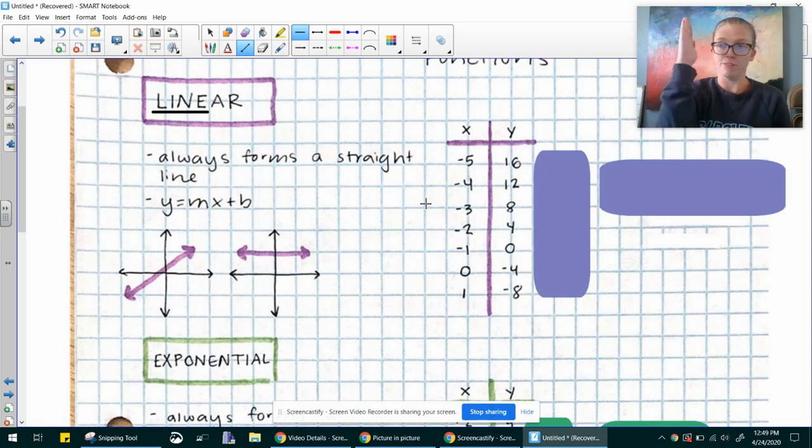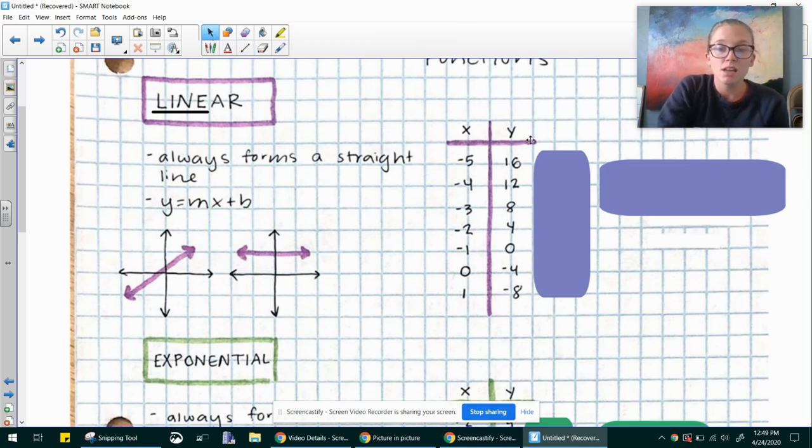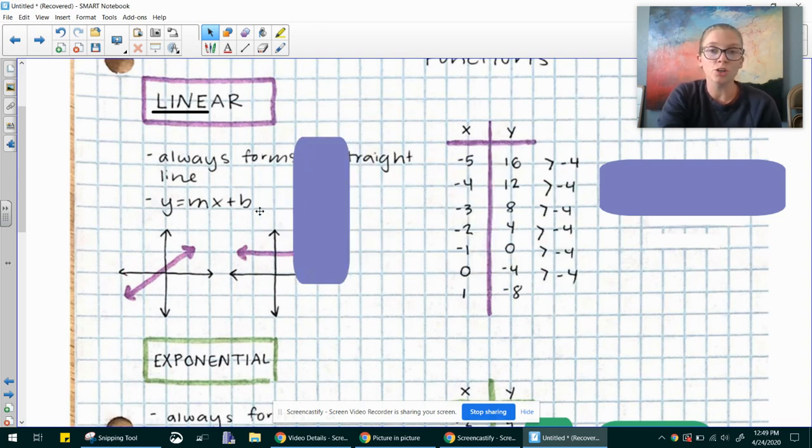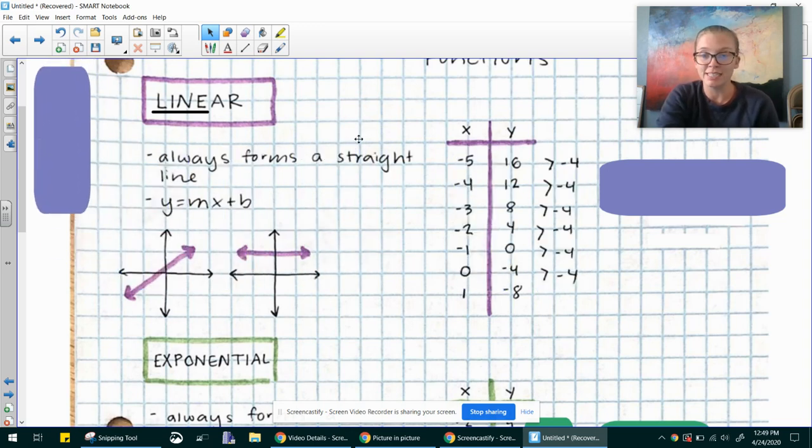Linear functions can be vertical, they can be horizontal, they can be diagonal in any direction, as long as they form a completely straight line. On a table, a linear function is going to follow a specific pattern. In this case, we have our x values going up by 1 and our y values are going down by 4 every time. 16 minus 4 is 12, minus 4 is 8, minus 4 is 4, minus 4 is 0, and so on and so forth.